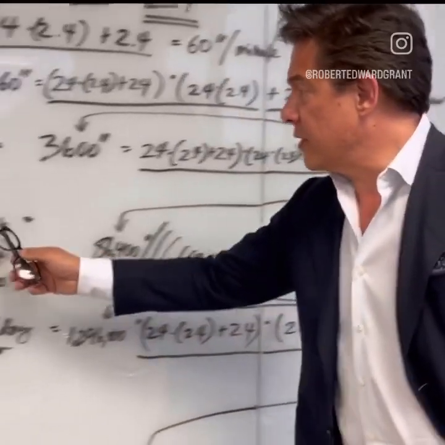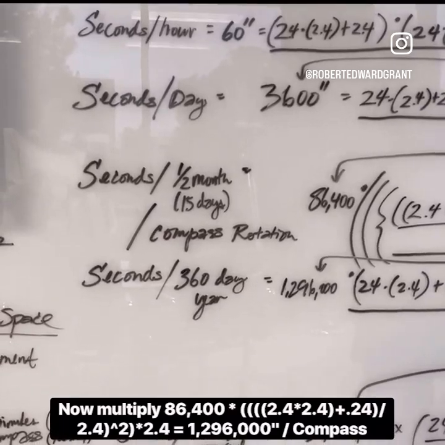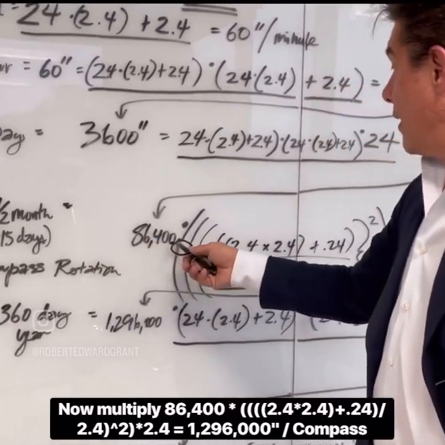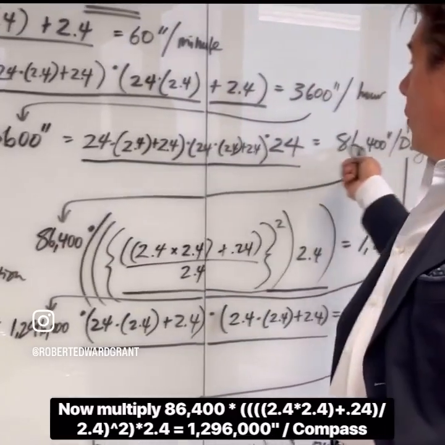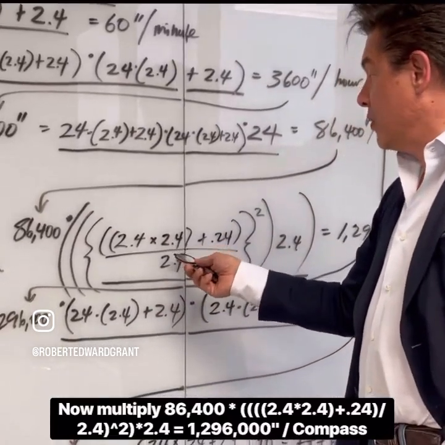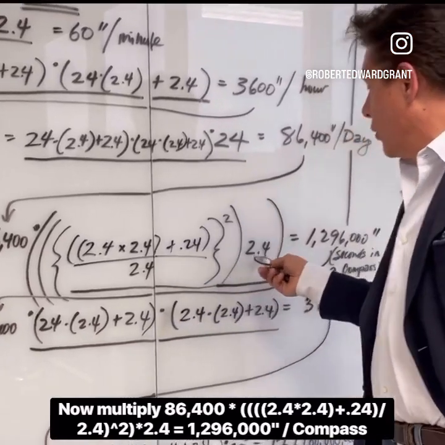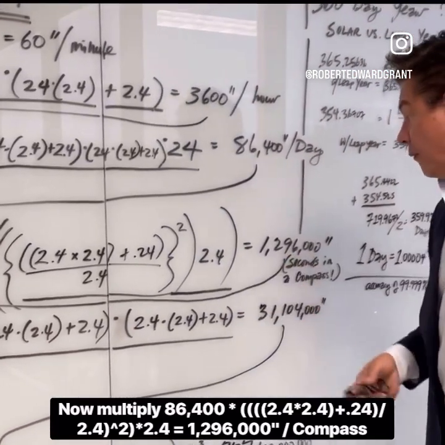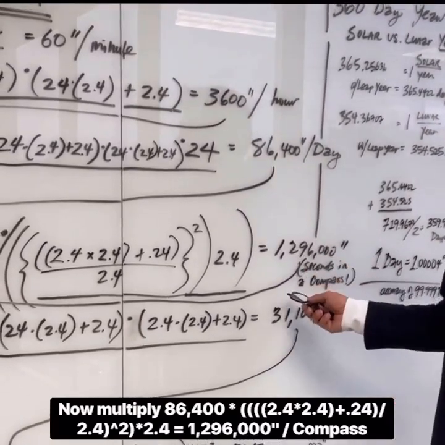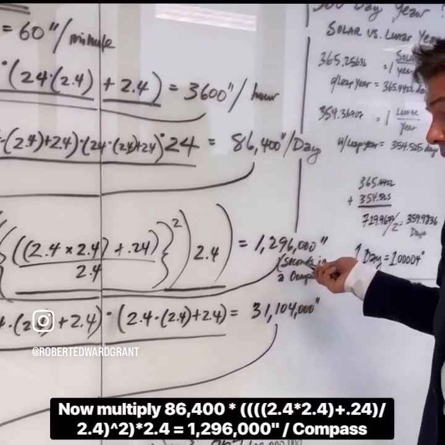So then let's look at what happens for 1/2 month, because we have to cut the year into 24 parts, which puts us at 15 days. So we take the 86,400 from here, which was just derived using this, and multiply it by 2.4 times 2.4 plus 0.24 divided by 2.4 squared multiplied by 2.4. We now have 1.296 million seconds, which is the exact number of seconds in the compass. Isn't this interesting? That will become more important in just a moment.